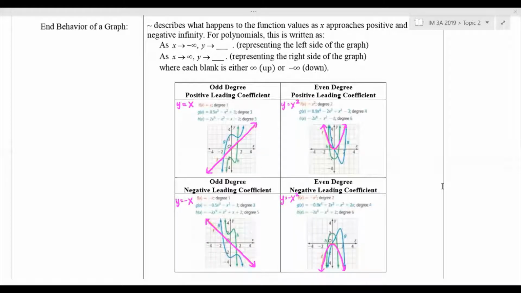For this video, we're going to look at end behavior, which is covered in section 2.1. So end behavior describes what happens to the function values as x approaches positive and negative infinity. So function values meaning our y values.